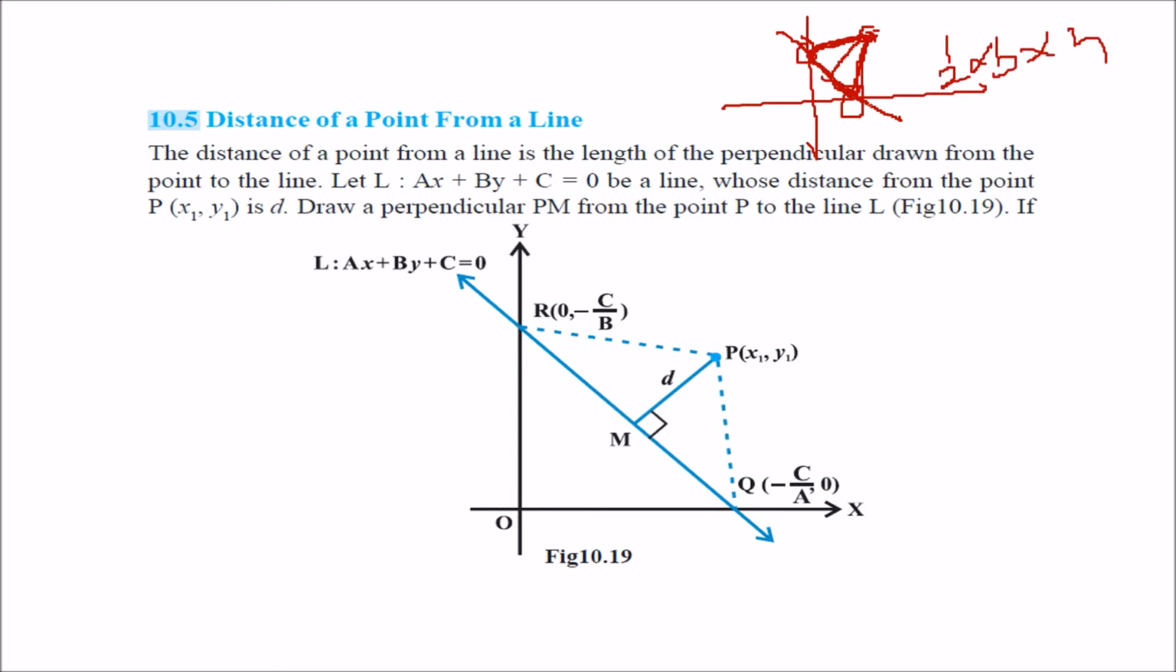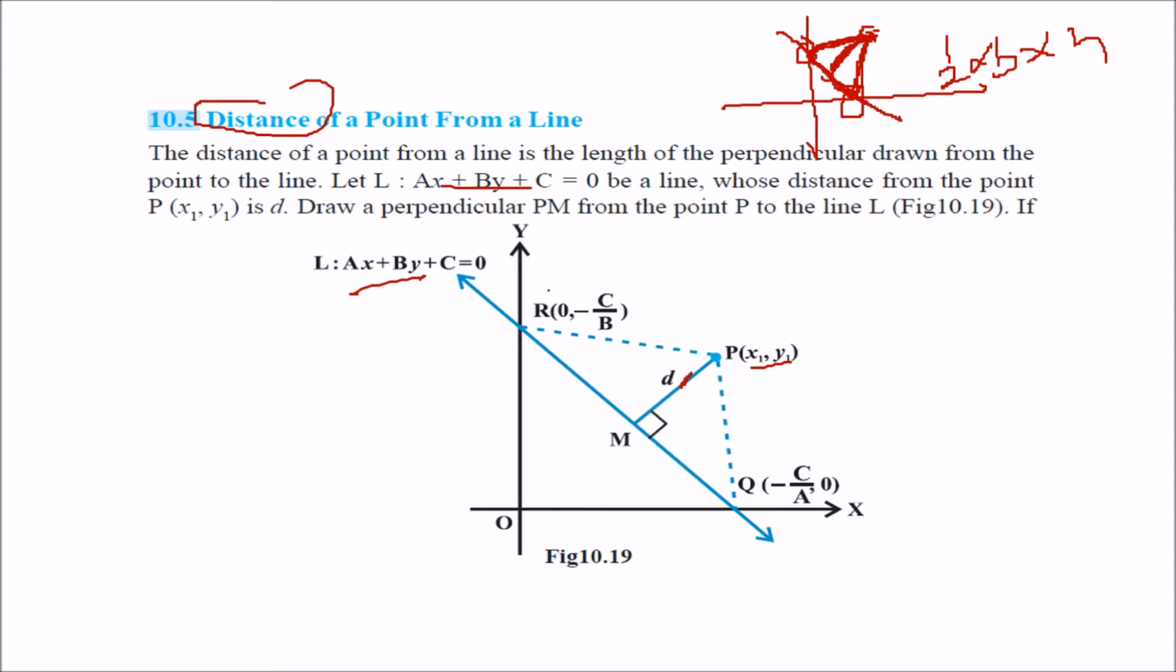Base we are going to find like this. Altitude is this. So this altitude is nothing but the distance. This is what we are going to find out. So ax plus by plus c, let us assume it to be a line. And this is d. We have to find out this d. Let us assume that this is our x1 y1 point.